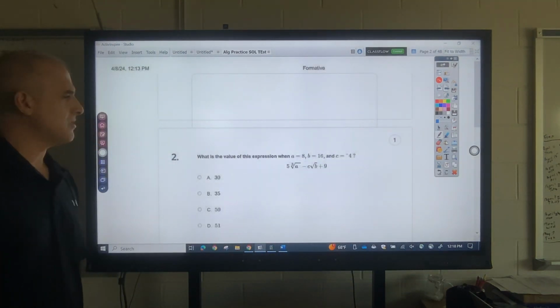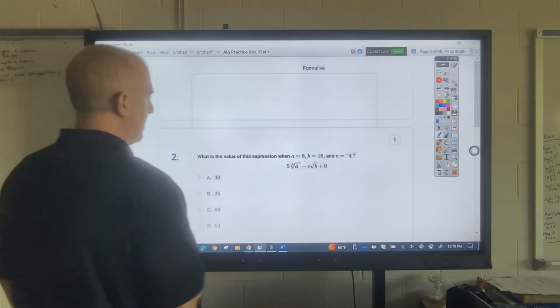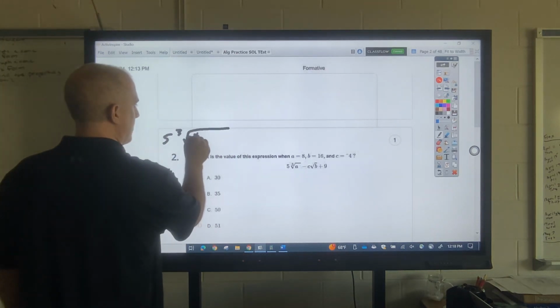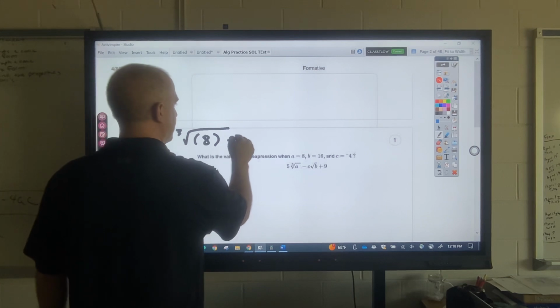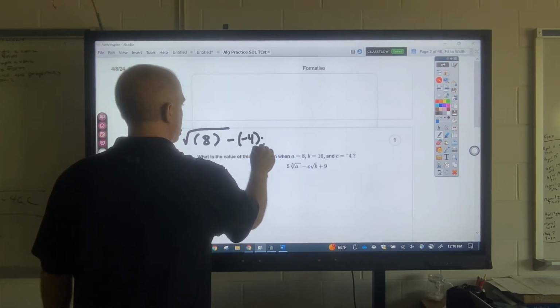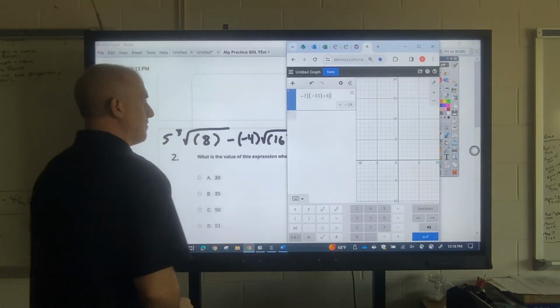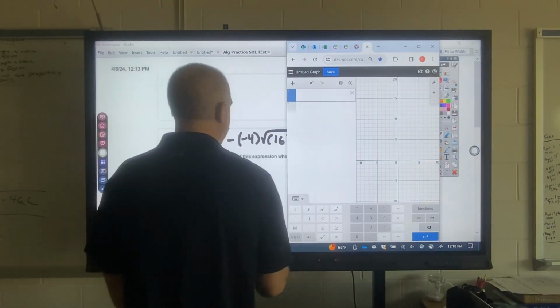Sometimes I may have to use my Desmos. So what I want to do here is do 5. I want to put 8 in here, minus negative 4, square root of 16, and then a plus 9. I'm just writing that out for myself. You shouldn't write that. You should just type that into Desmos.